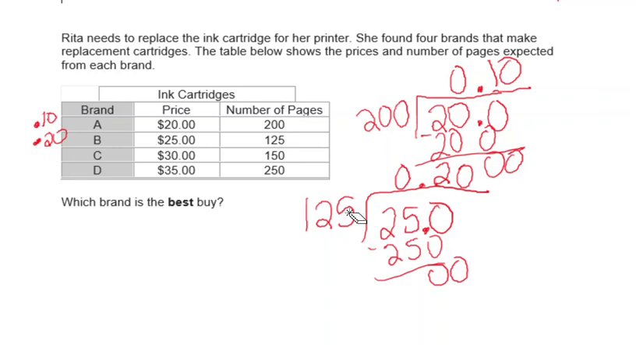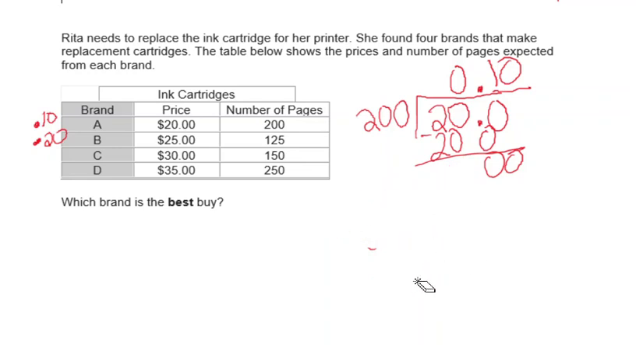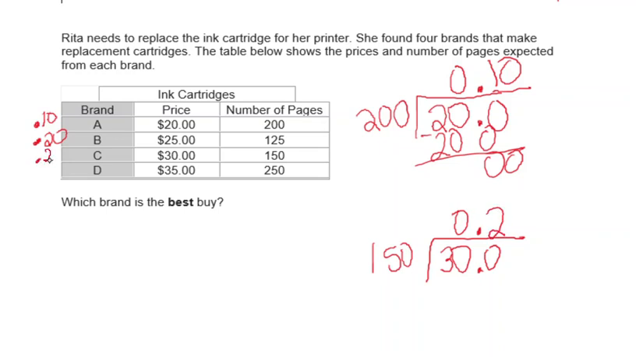We can just verify by dividing that brand C is also not going to be a better deal because 30 divided by 150, 300 divided by 150 is 2. So this one is also 0.2 or 20 cents per page. So we see that so far brand A is the better deal.